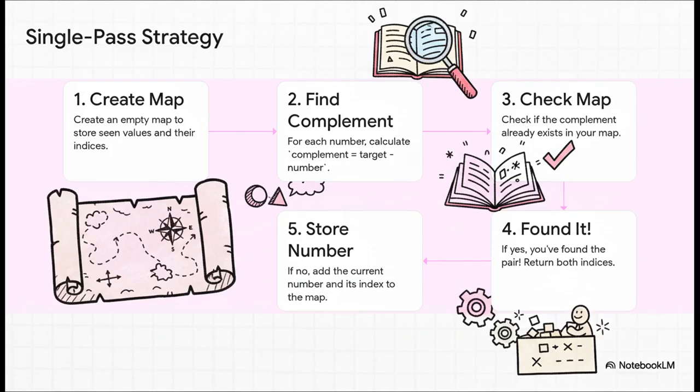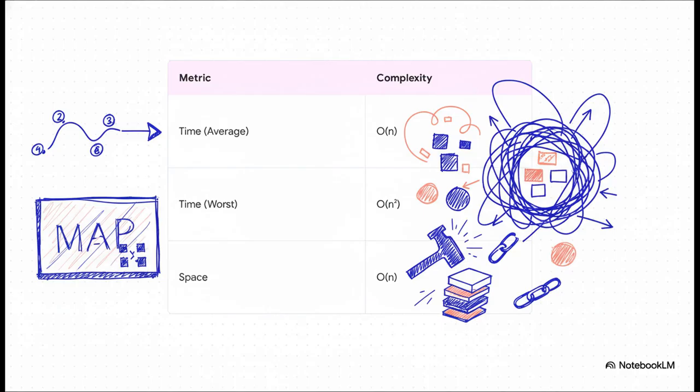If not, we just add the current number and its index to our map and take one more step. And what about performance? Well, on average, it's O of n time because we only have to touch each number once. You do need O of n space for the map. Now, you might see that O of n squared worst case and get a little worried.